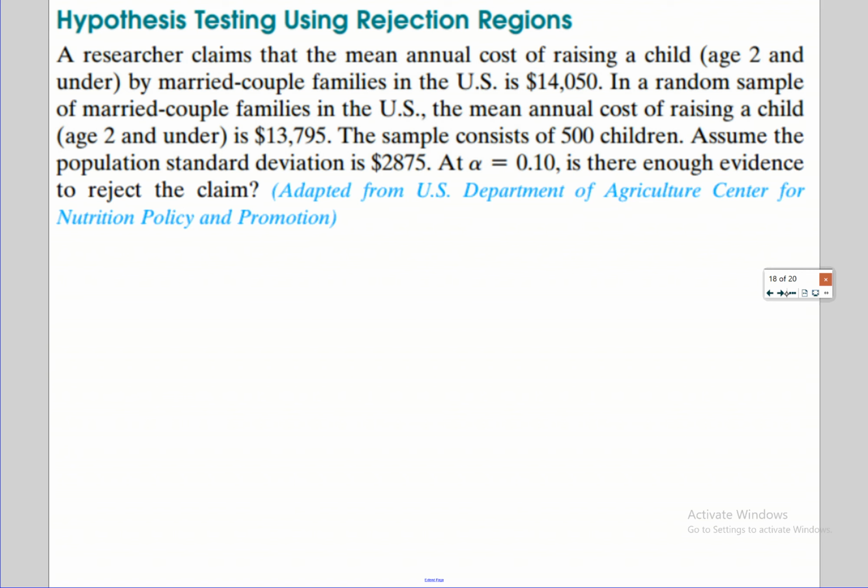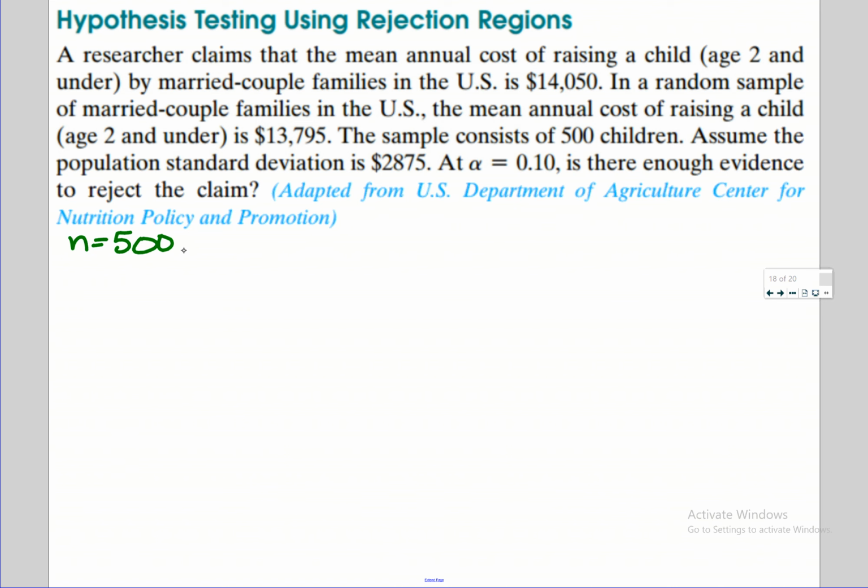Assume the population standard deviation is $2,875 at a level of significance of 0.1. Is there enough evidence to reject the claim? Okay, so number one, is my population normally distributed, or is my sample size bigger than 30? Sample size is bigger than 30. In fact, the sample size here is really big, which is good. We've got a sample size of 500.